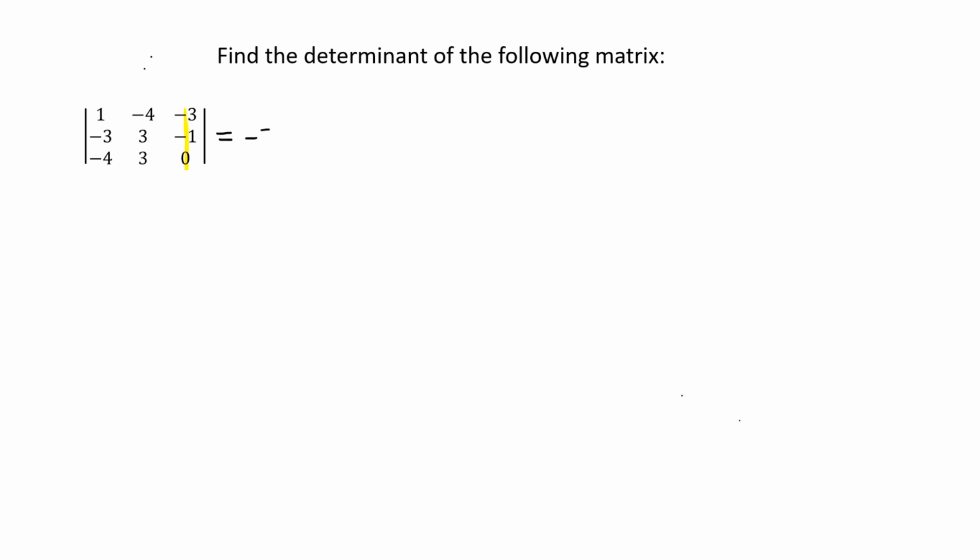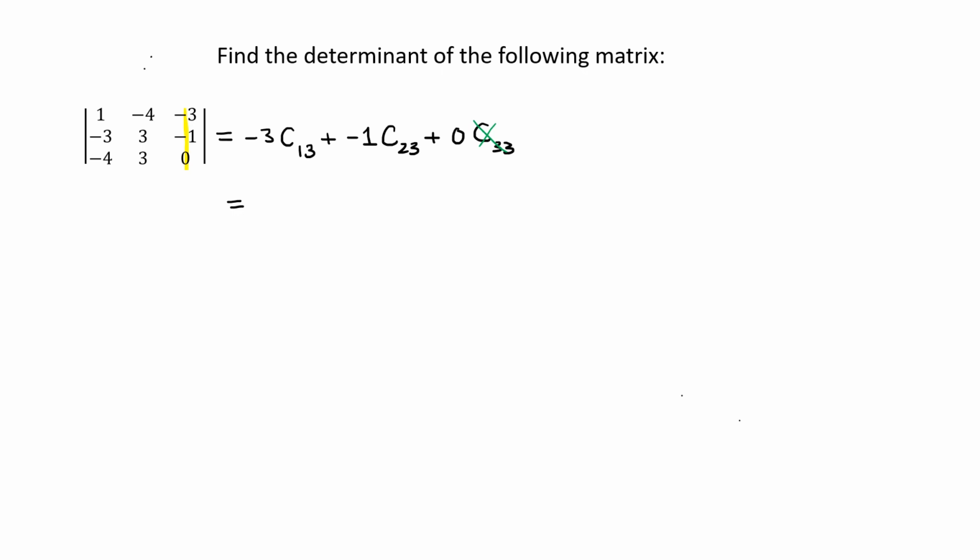We're going to do -3 times the cofactor of -3, which is C13, plus -1 times its cofactor, which is C23, plus 0 times its cofactor, which is C33. And here we can see why having these zeros is helpful. It means that we don't need to find this because we know the result is going to be 0 when we multiply it by 0. So it won't affect our determinant.